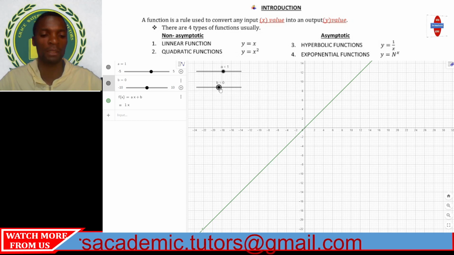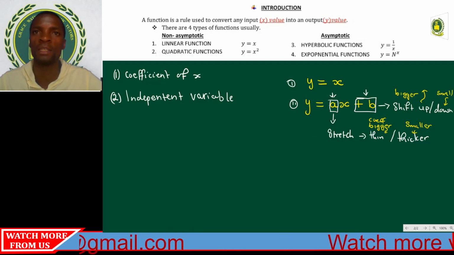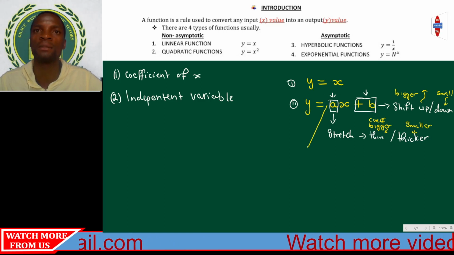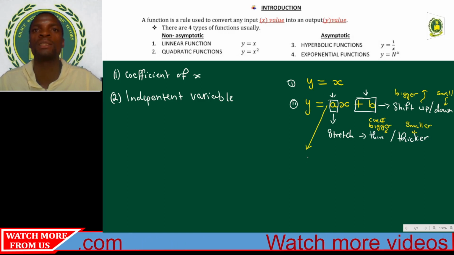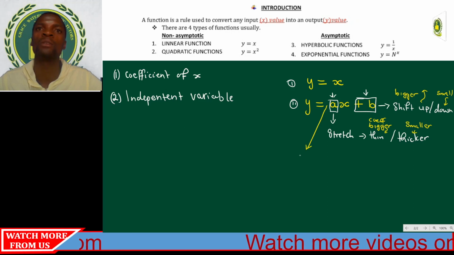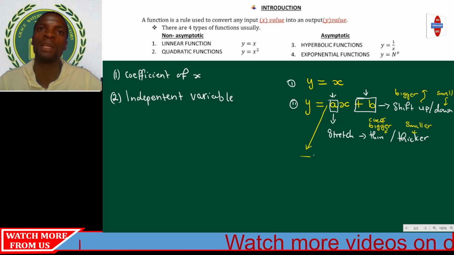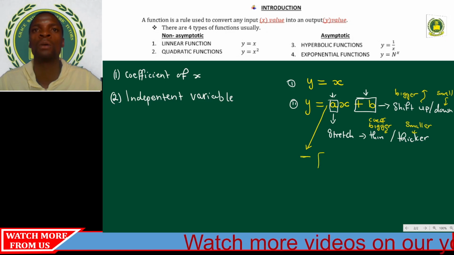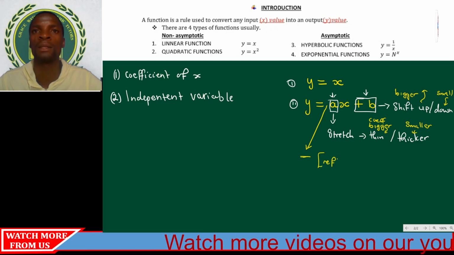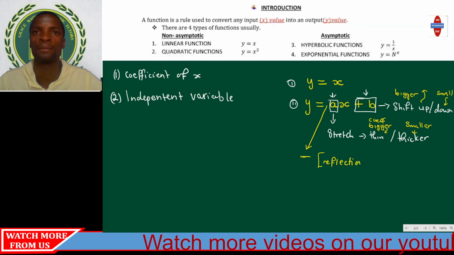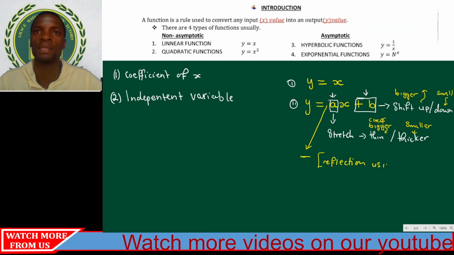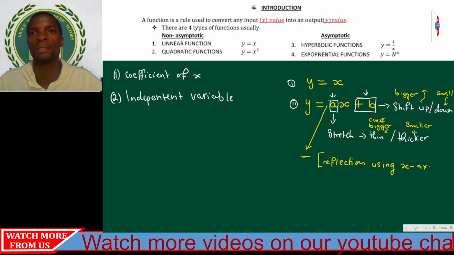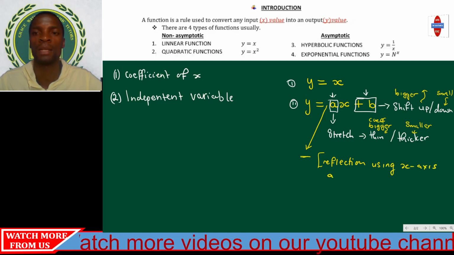Now let's go back and see exactly what will happen if we change the value of a to a negative. When a is a negative, it means the graph is going to be reflected. So the negative sign on a is going to show reflection using the x-axis as a mirror line. The x-axis is a mirror line.